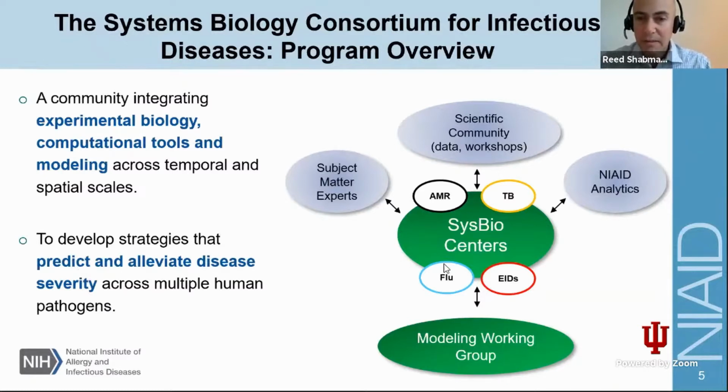There are 11 centers in total. They focus on antimicrobial resistance, tuberculosis, influenza, as well as emerging infectious diseases. The point of this talk is to highlight that they put out individual papers around these infectious diseases, but that we also have a working group, the modeling working group, within the centers that tries to share ideas and efforts in those areas.